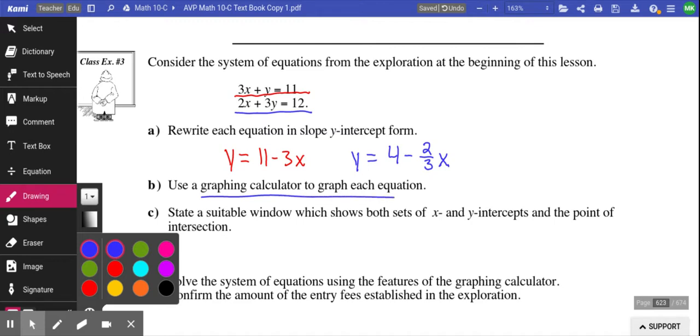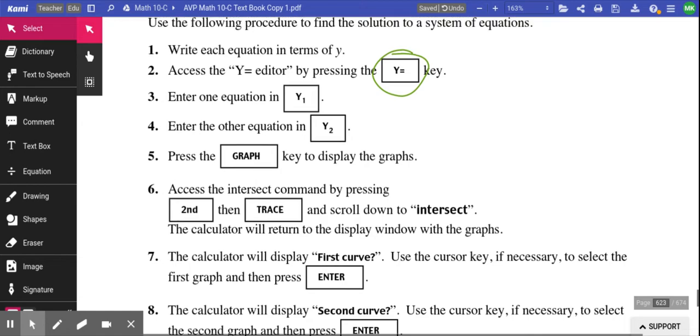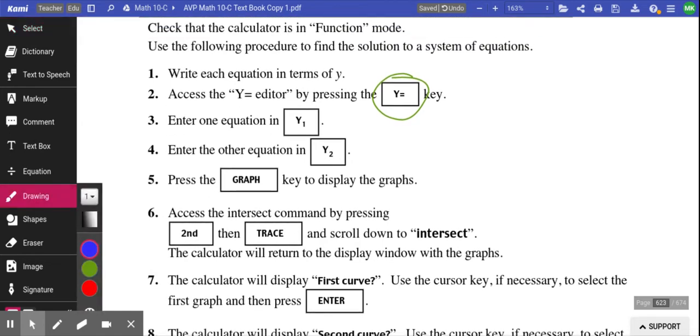So I want you to try on your graphing calculator right now. Pause the video, go up to these steps and follow these steps up until number 5. You will have to have your calculator with the proper window. So before you do these things, it might be a good idea to click your zoom button. It's right at the top. Okay, and then click number 6, zoom standard.